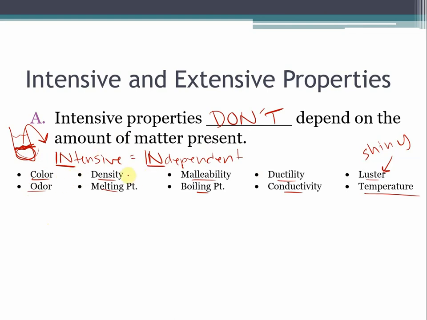If it is a teaspoon of water, it's going to have a density of 1. And if it is a huge industrial tank filled with water, that huge industrial tank of water is going to have a density of 1.